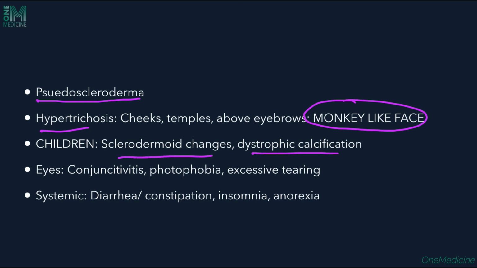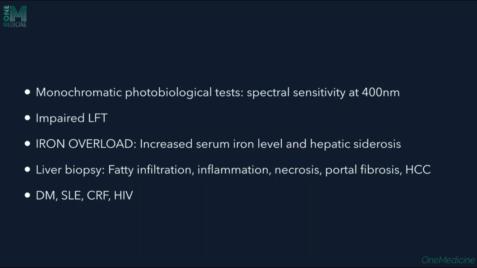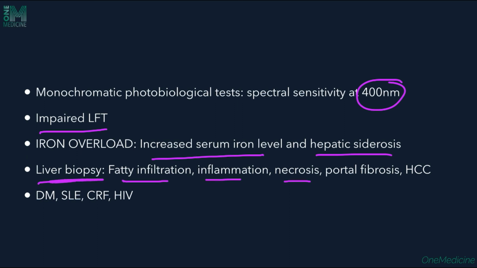Conjunctivitis, photophobia, and excessive tearing can be the eye changes. Systemic features would be diarrhea or constipation, insomnia, and anorexia. Monochromatic photobiological test will show spectral sensitivity at 400 nanometers here. Impaired LFT can be present. Iron overload will cause an increase in serum iron levels, with hepatic cirrhosis. Liver biopsy, if you do it, will show fatty infiltration, inflammation, necrosis, portal fibrosis, and sometimes hepatocellular carcinoma also.